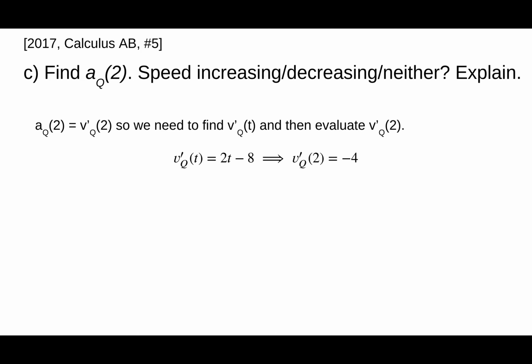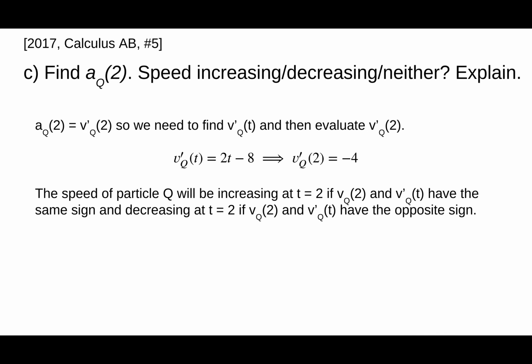Well, we can differentiate vq of t. That's just going to be 2t minus 8. So if I evaluate this at t equals 2, we're going to get v prime q of 2 equals negative 4. Right? So the acceleration of particle q at time t equals 2 is negative 4.